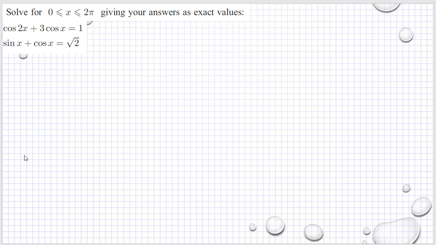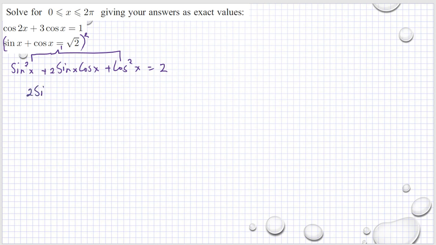We have sine x plus cosine x is equal to square root of 2. What I can think that I can do here is if I'm going to square both sides of the equation, then I have sine squared x plus 2 sine x cosine x plus cosine squared x is equal to 2. And we know that sine squared x plus cosine squared x is equal to 1. So we have 1 plus 2 sine x cosine x is equal to 2. Then we have 2 sine x cosine x is equal to 1.